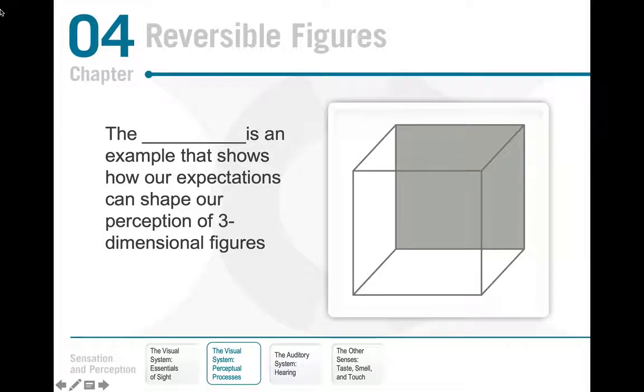The Necker cube is an example that shows how our expectations can shape our perception of three-dimensional figures. The shaded surface of this cube can be perceived as the front or the back of the cube. If you stare at it a while, it will switch perspectives for you.